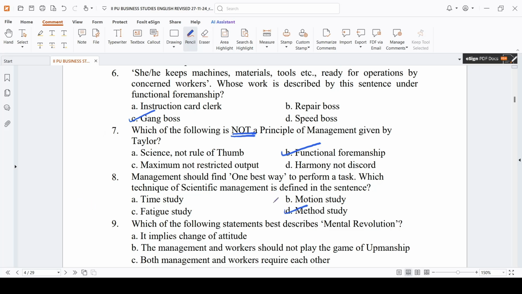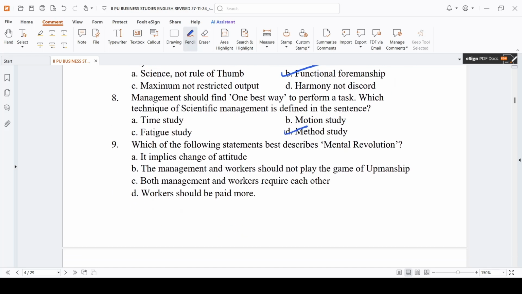Which of the following statements best describes mental revolution? What do you mean by mental revolution? Mental revolution is nothing but you have to bring a complete change in the attitude of the workers as well as the management. Both should feel that both the workers as well as management are important in the organization. It is nothing but complete change in the attitude of the people. So what describes mental revolution? It implies change of attitude.